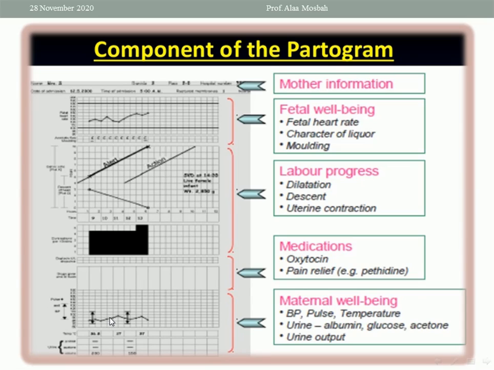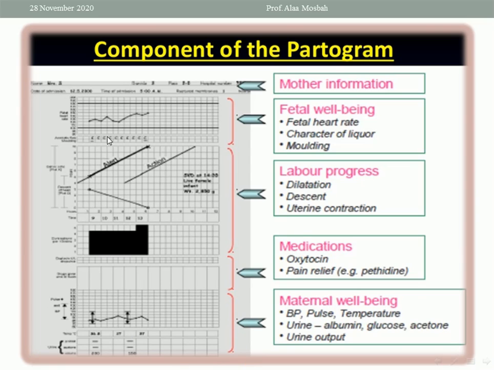Maternal heart rate or maternal pulse as a dot here, and systolic and diastolic blood pressure in this arrow, and character of the urine as regards the volume of the urine, presence of sugar, acetone, or albuminuria. Okay. Also, for maternal well-being, the temperature will be recorded also.